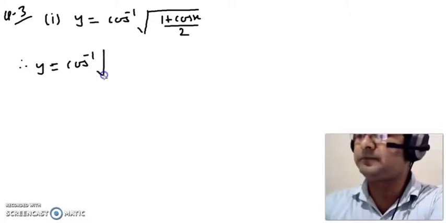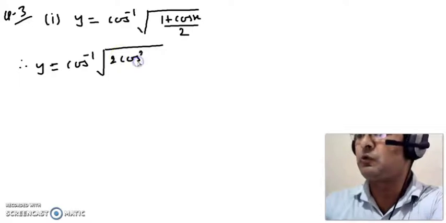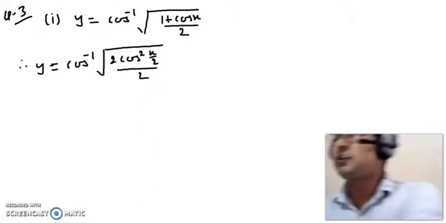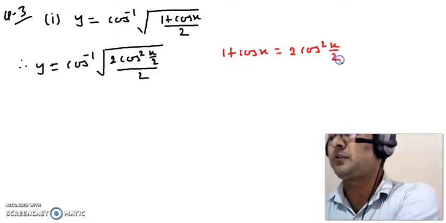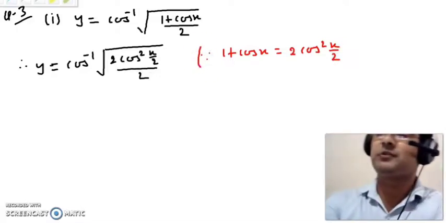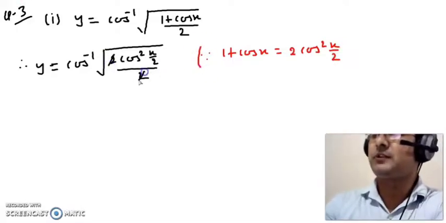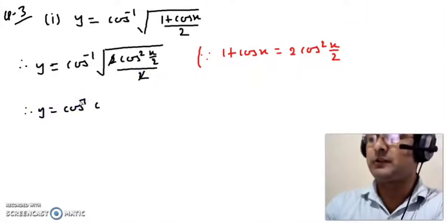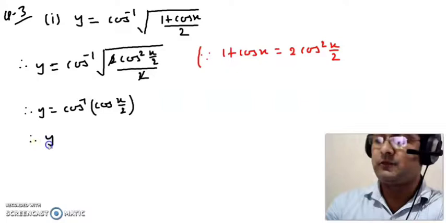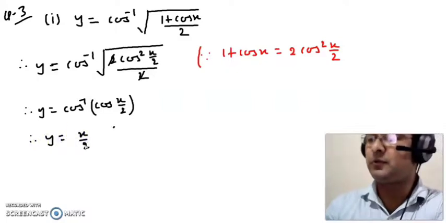Now we know that 1 plus cos x can be written as 2 cos square x by 2, because we have a formula. That is 1 plus cos x is equals to 2 cos square x upon 2. This is the formula we have substituted, and therefore these two we can reduce, and therefore y is equals to cos inverse of cos x upon 2, and therefore y is equals to x upon 2.